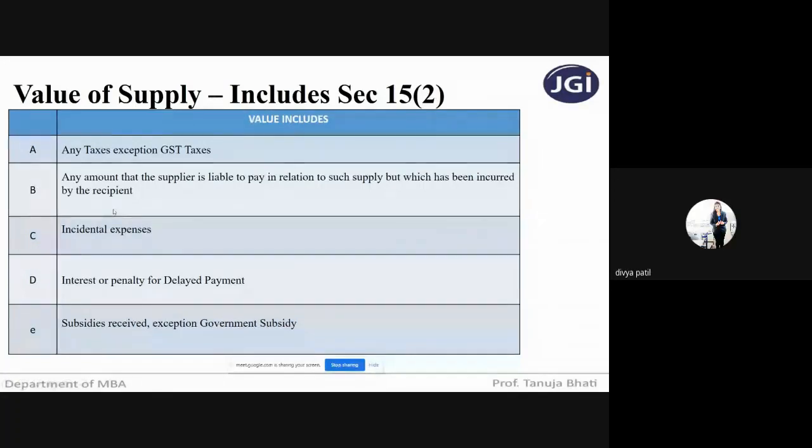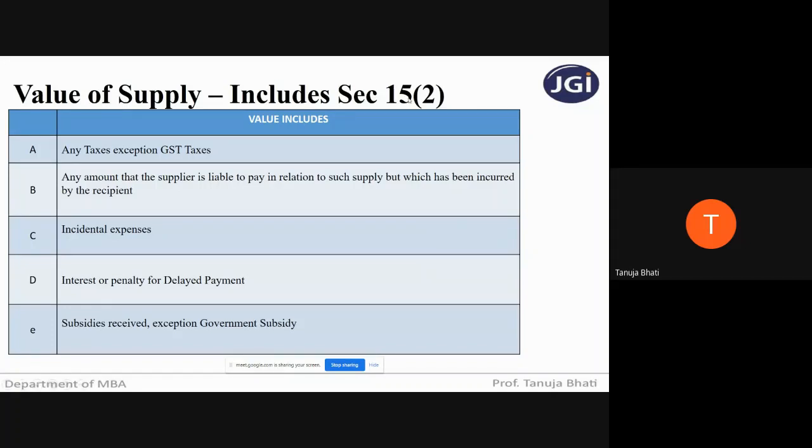Ma'am, tell once again. See, first of all, value of supply is nothing but the value on which you're going to charge GST. So if the value you're deriving is correct, then the GST amount will be derived correctly that you have to pay to the government. So how to calculate this value? This value is nothing but the transaction value as per section 15 subsection 1.